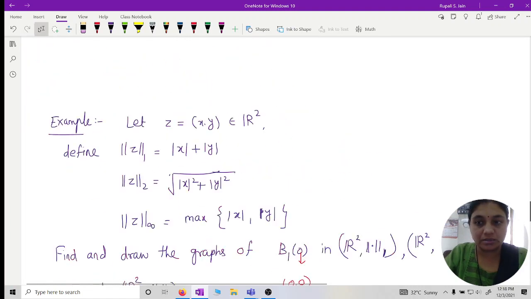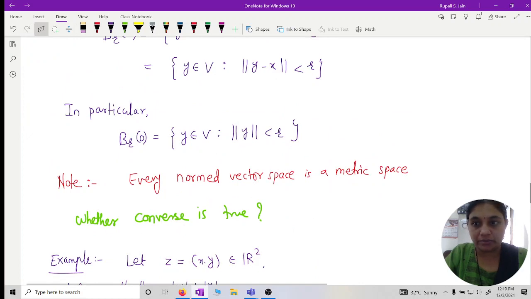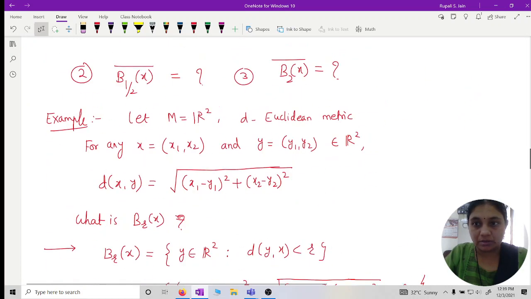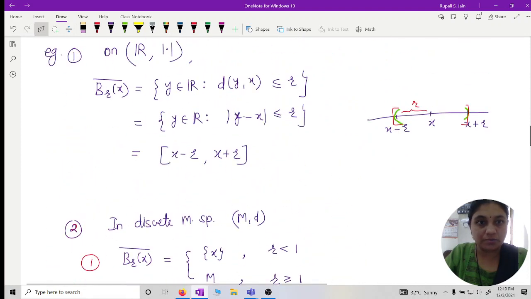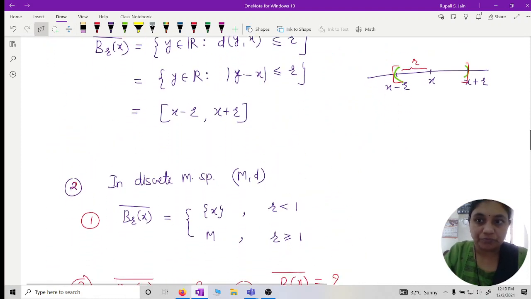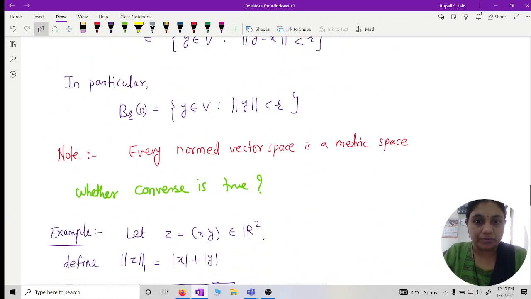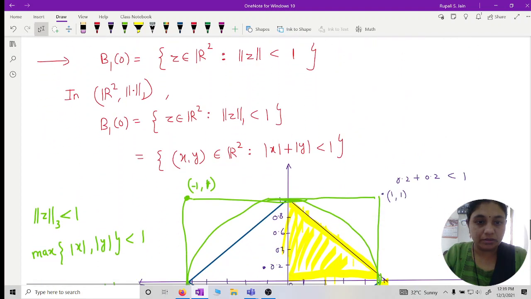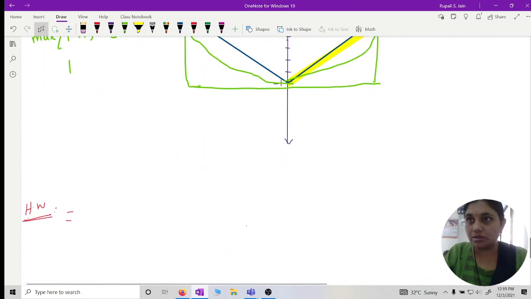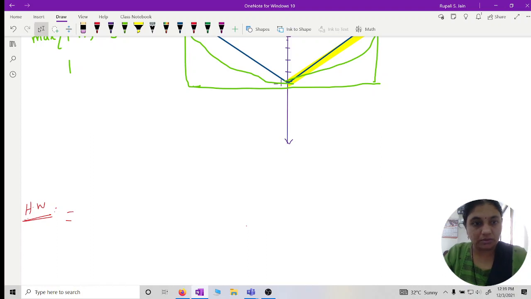In yesterday's session, we have seen what is a metric space, what is a normed space, and what is an open ball and a closed ball in metric spaces, right? I will revise, since one homework is remaining, so I will give that one. We already found open ball and closed ball in R2 with respect to these norms.